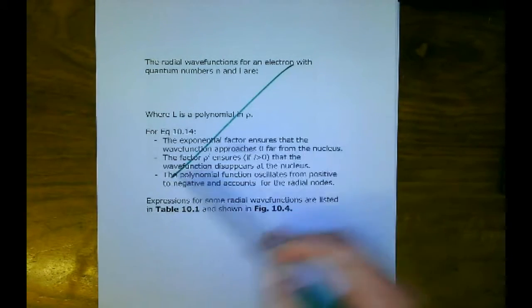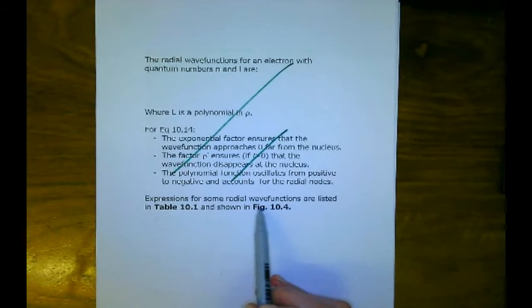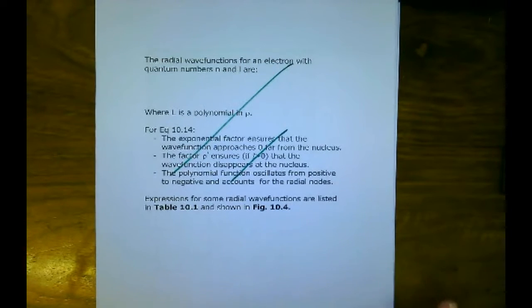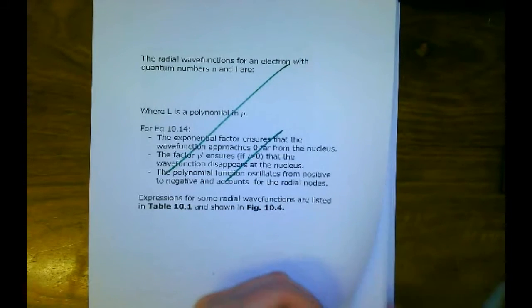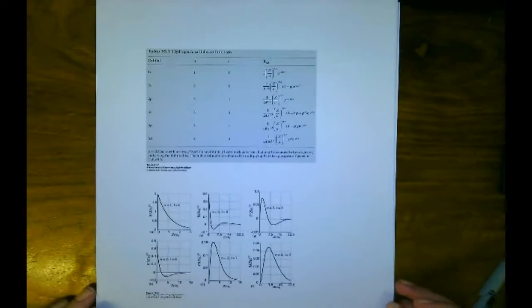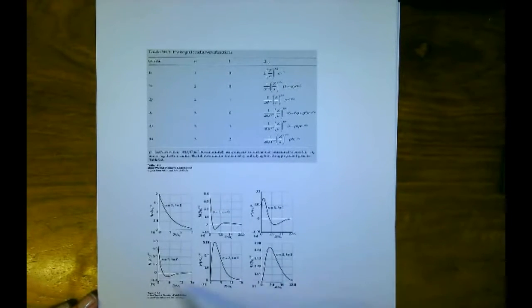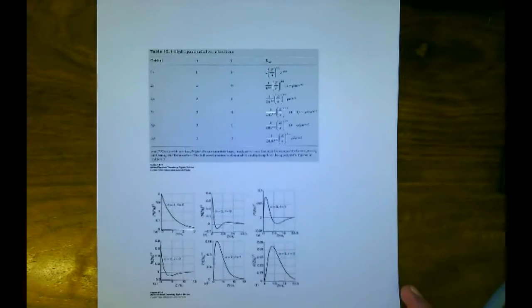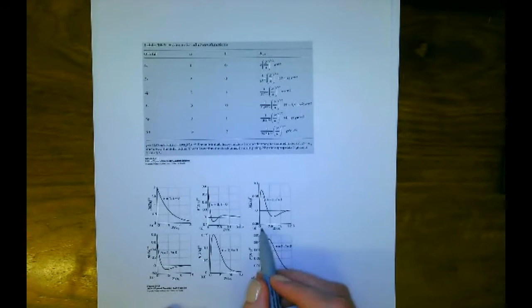The next section you can leave. Just again, there's reference to table 10.1 that lists the radial wave functions, and there's also a figure that shows you what these radial wave functions look like as a function of radius.